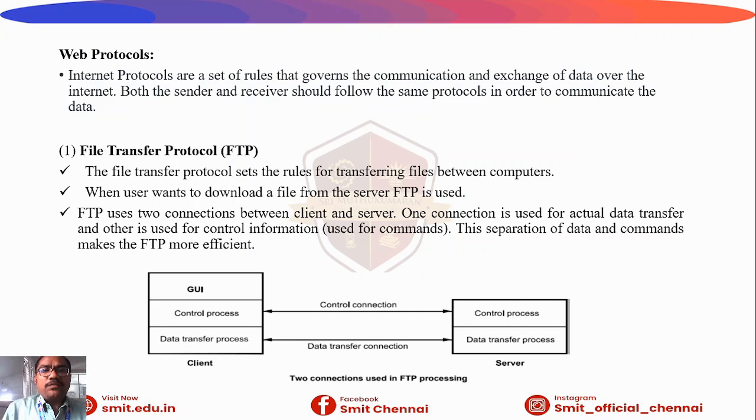The next is the web protocols. Protocols are nothing but the set of rules that governs the communication and exchange of data over the internet. First one is file transfer protocol, that is FTP, which is used to transfer files between computers. Now you can look into the diagram. There is a client as well as the server. Client has the graphical user interface, and the control process and the data transfer process are common for the client as well as the server. The control process is used to establish the connection between the client and the server, and the data transfer process is used to send and receive the data between them.